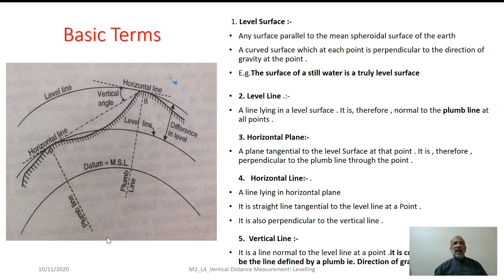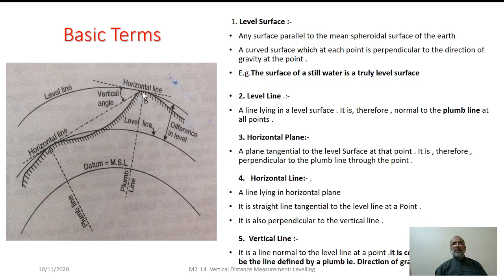So here, as you see, these particular curved lines are assumed to be parallel to mean spheroidal surface of the earth, and hence these are level surface. Any line which is lying in this particular level surface is nothing but level line, whereas any plane which is tangential to this particular level surface is nothing but horizontal plane.